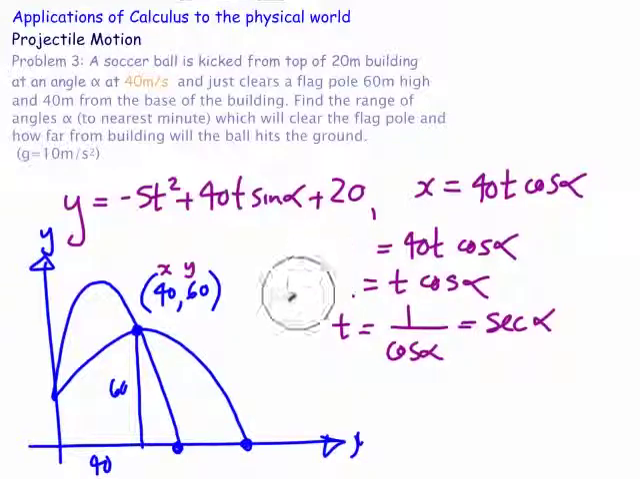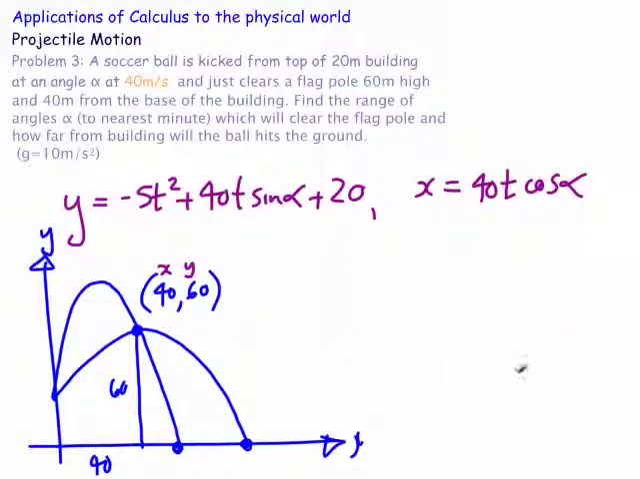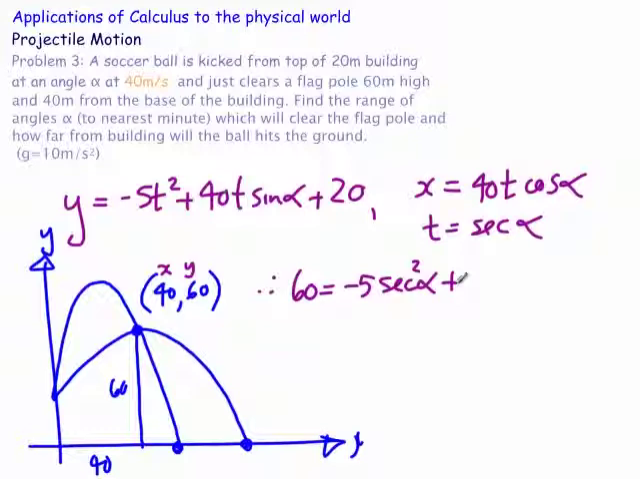Okay, we get that t is equal to sec alpha. Therefore, the y position is, you can see here, 60. It's equal to minus 5. Now, t is sec alpha, so it's sec squared alpha. Now we get 40 sine alpha times sec alpha, so 40 sine alpha sec alpha. Still plus 20 here on the end.